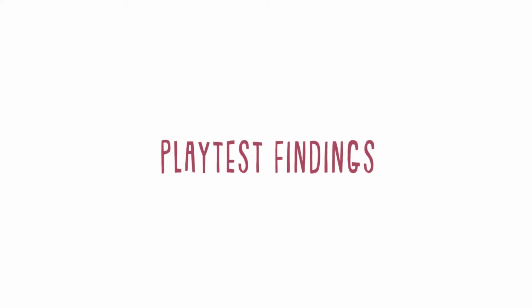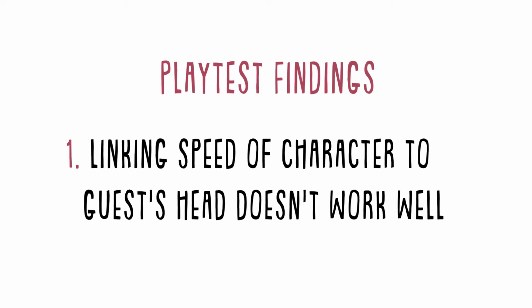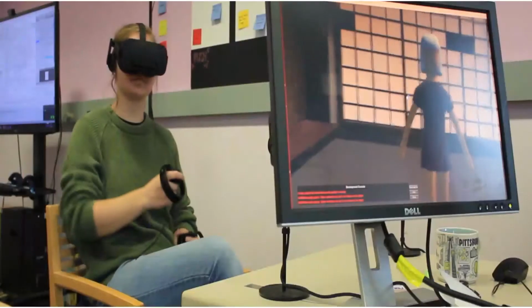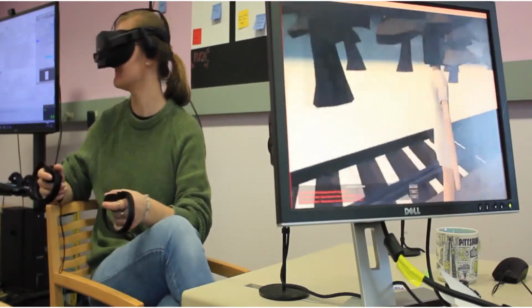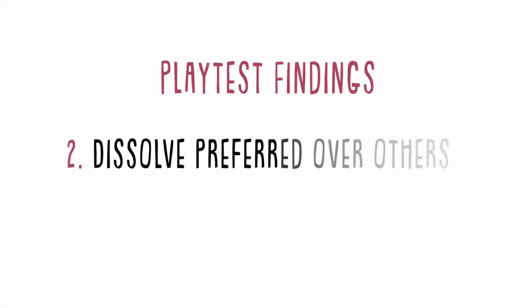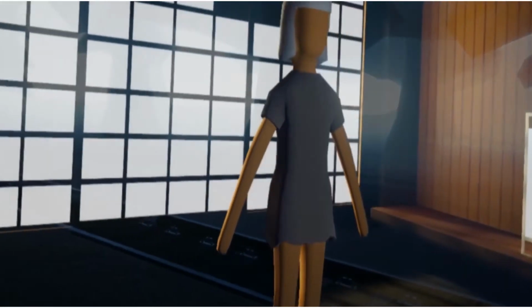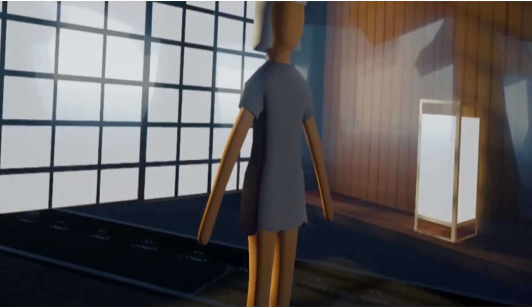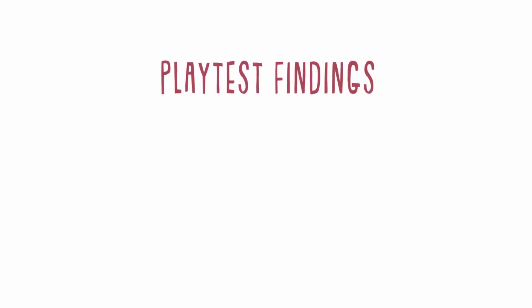From our playtests, we discovered that directly linking the speed of the character to a guest's head rotation gave people the impression that they were throwing the character using their head, rather than the character moving with their gaze. Most playtesters seemed to prefer the dissolve over the other kinds of transition. While we found that the overall sensitivity of the gaze on the character was actually okay, we did adjust the initial trigger for the transition to be a bit more sensitive than its initial iteration.